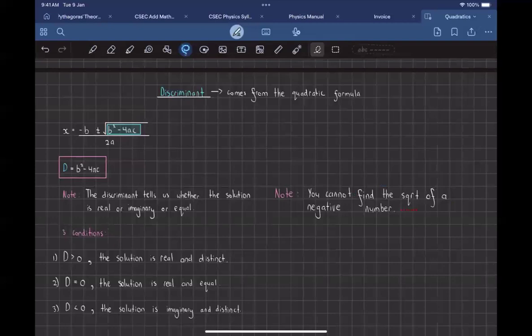Amy, I'm not sure if you're there, but let me know if you understand the gist of what I'm saying. Basically, Amy, you can't find the square root of a negative number. And since b squared minus 4ac goes into the square root sign, we can use that to figure out if we can solve it or we can't solve it. Right. Good. Let me know if you're back.